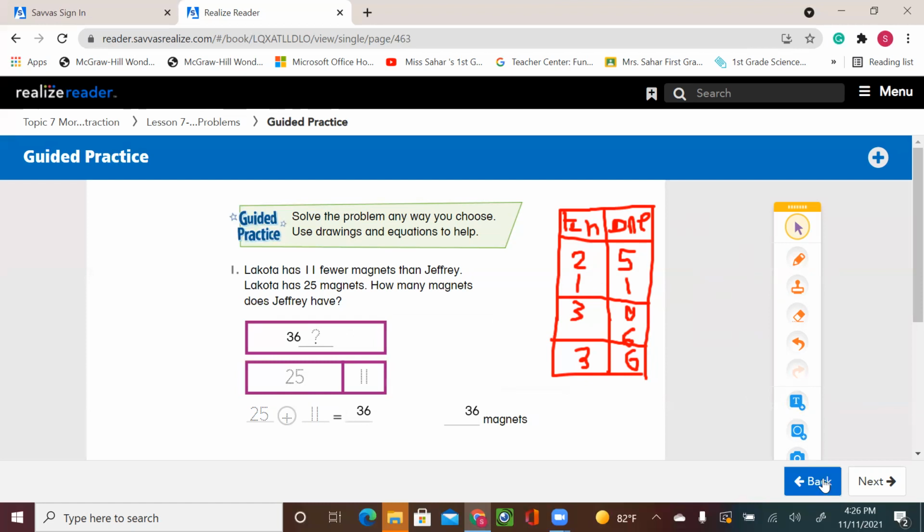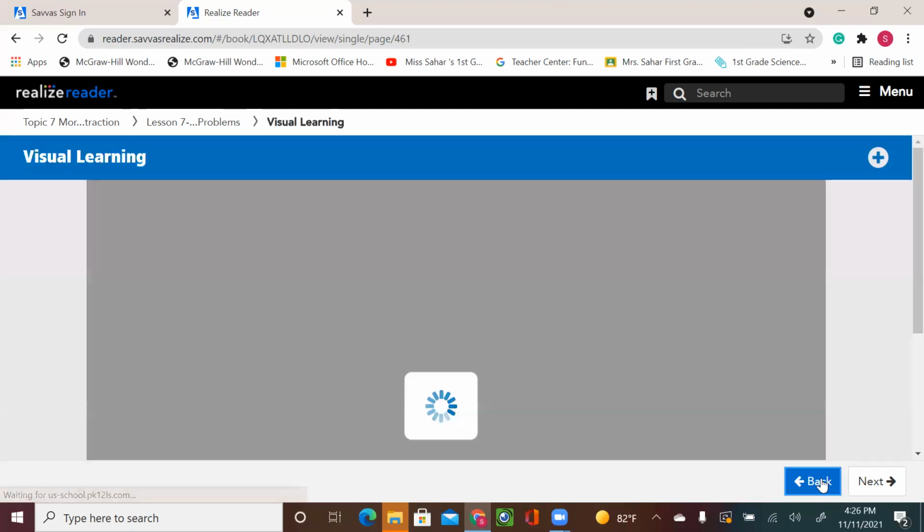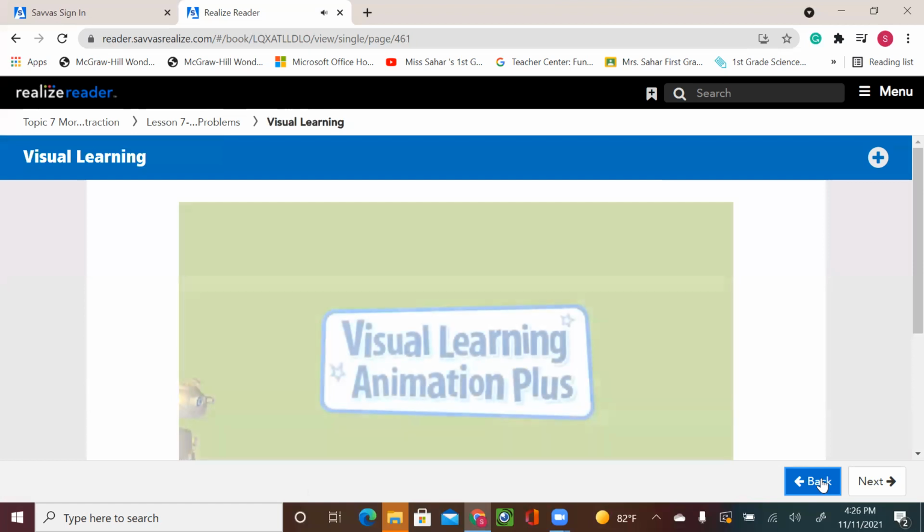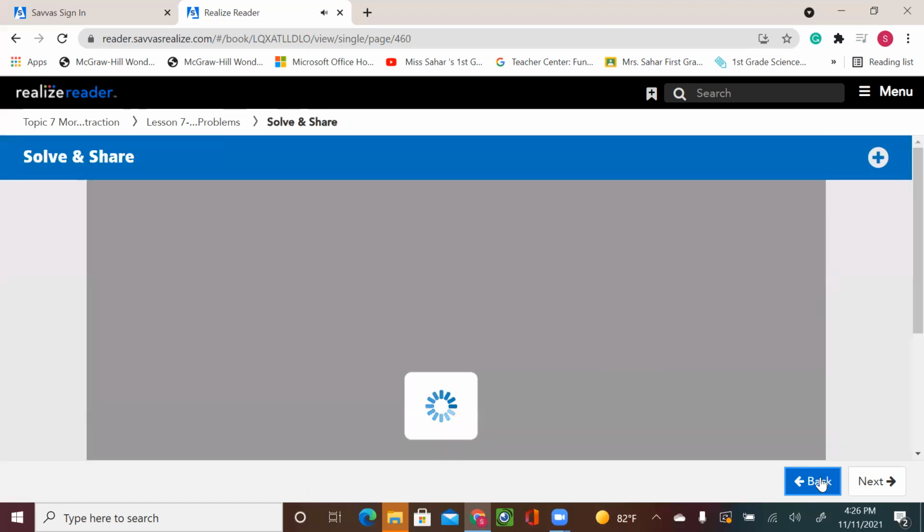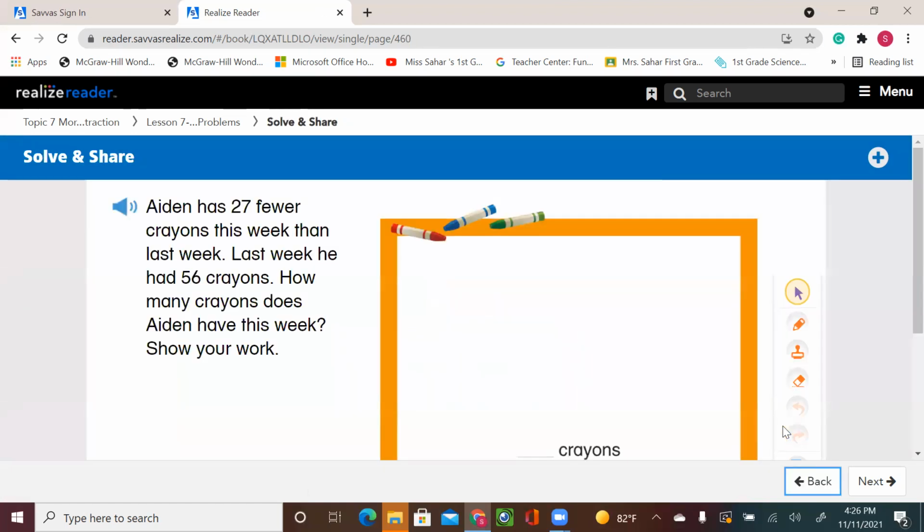So let's go to the previous activity, page 285, and see what we have here. So Aiden has 27 fewer crayons this week than last week. Last week he had 56. So I can solve this by subtracting. So let's practice this one.